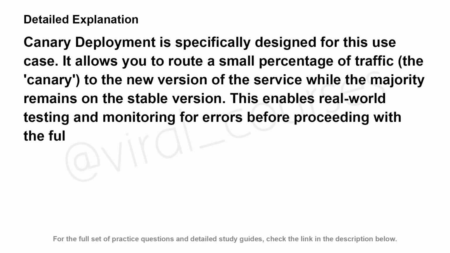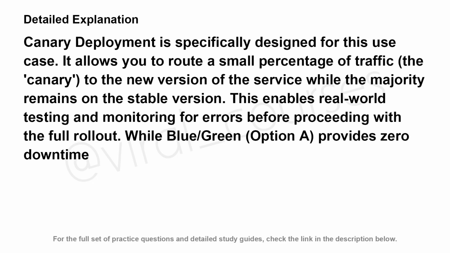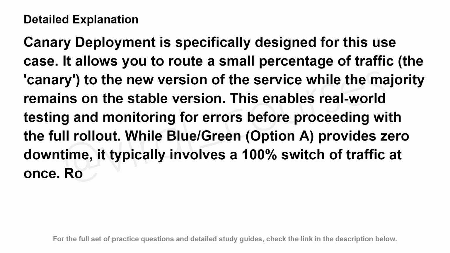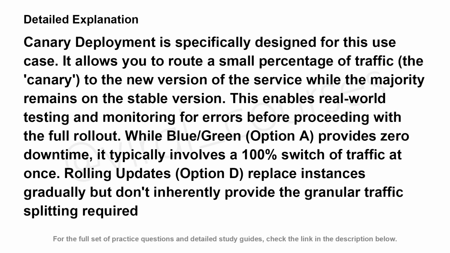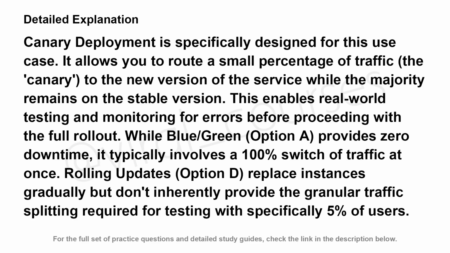While blue-green, option A, provides zero downtime, it typically involves a 100% switch of traffic at once. Rolling updates, option D, replace instances gradually but don't inherently provide the granular traffic splitting required for testing with specifically 5% of users.